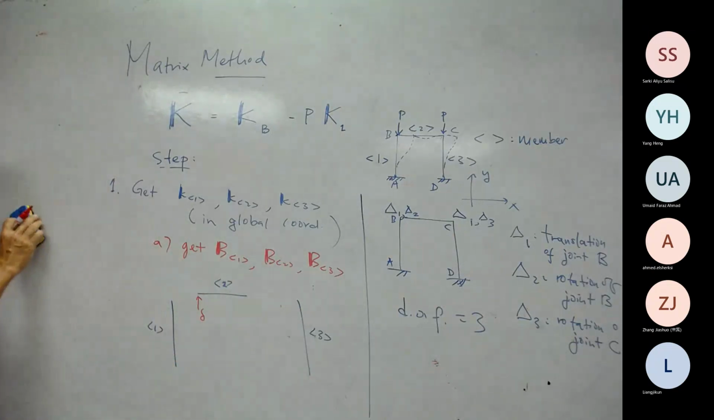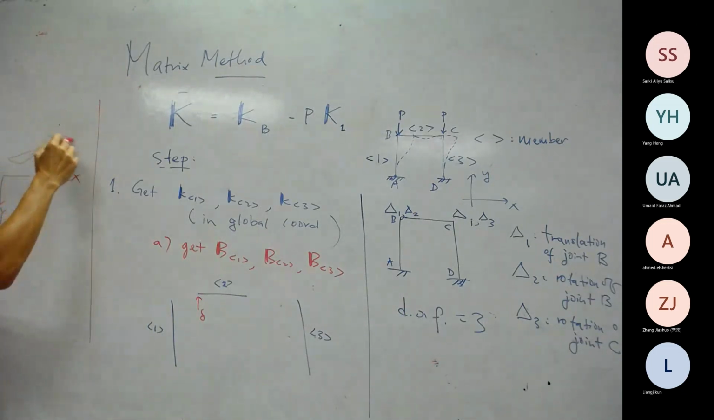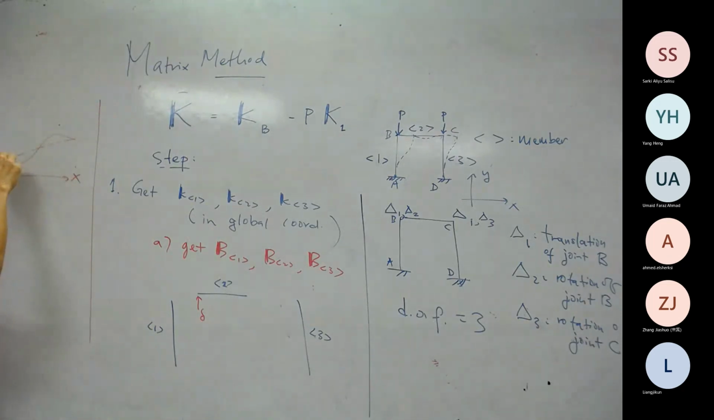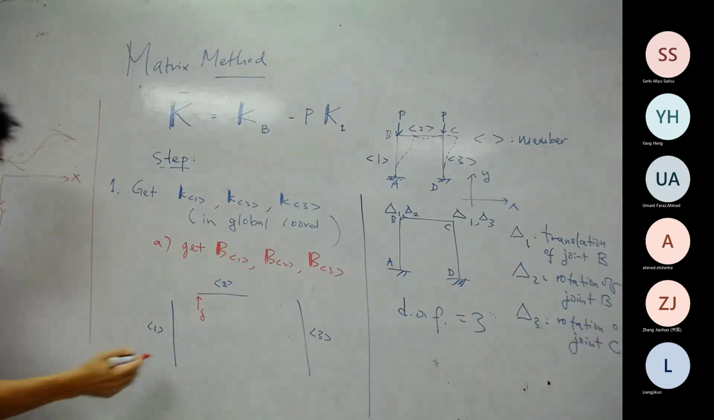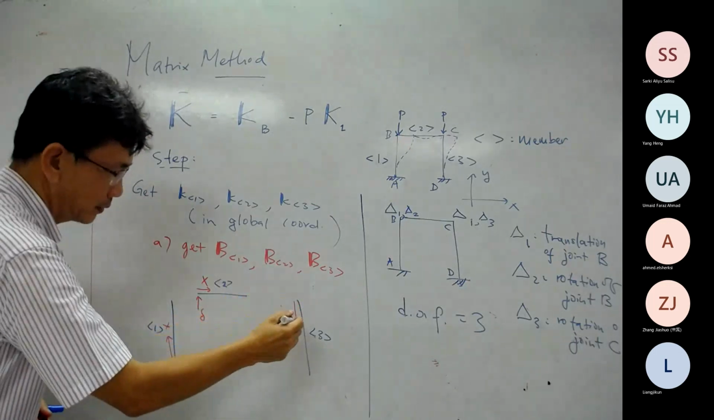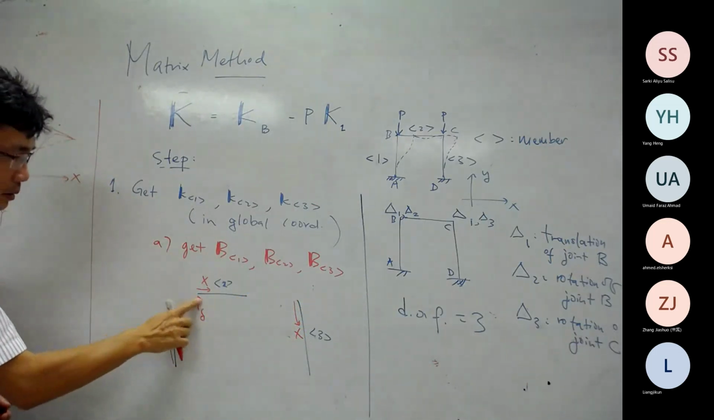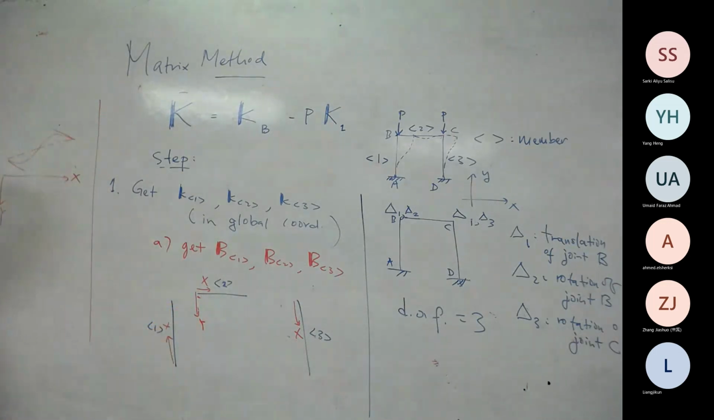When you want to start from here, you have to take note of the coordinate system. In our rotation, rotation is clockwise. In our formulations, we put this as X, put this as Y for each of the members. So if you start from here, this is your X. You start from here, this is the X. If you start from here, this will be the X. Okay. And then the direction of Y is coming down.